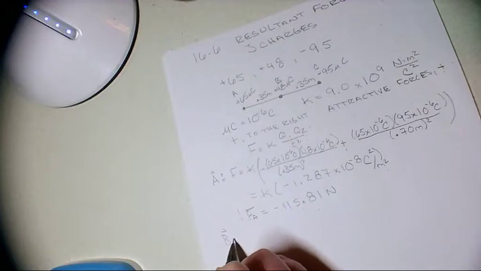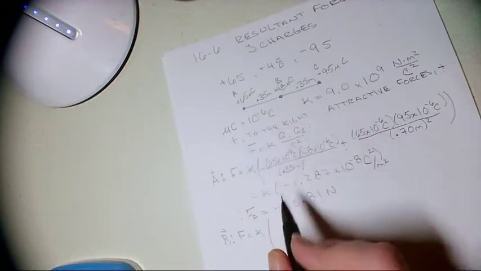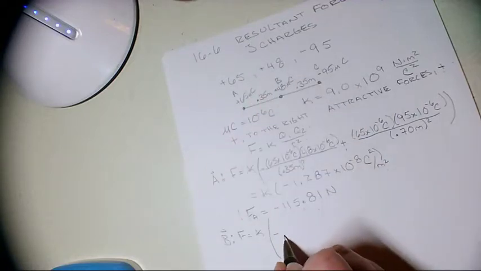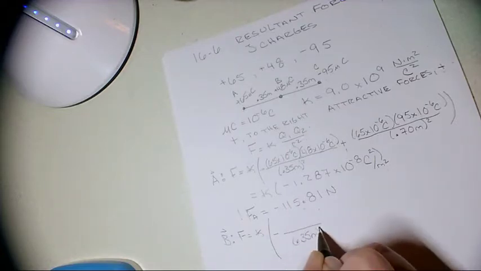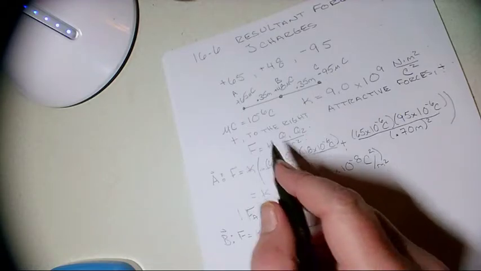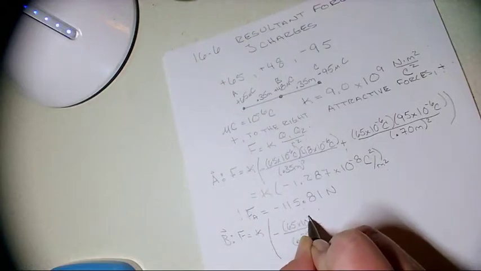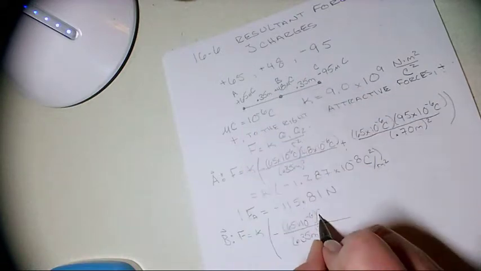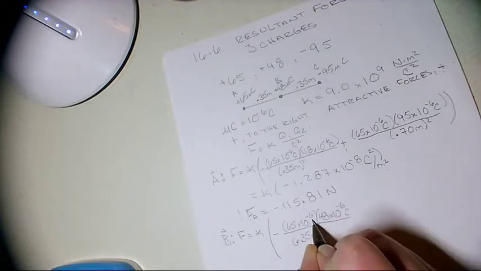So our point B, force equals K times, okay, so we're going to the left, that's a negative. Let's write in the distance first: 0.35 meters squared. And up top, we have our 65 times 10 to the negative 6 coulombs and our 48 times 10 to the negative 6 coulombs. Oops, forgot my units.